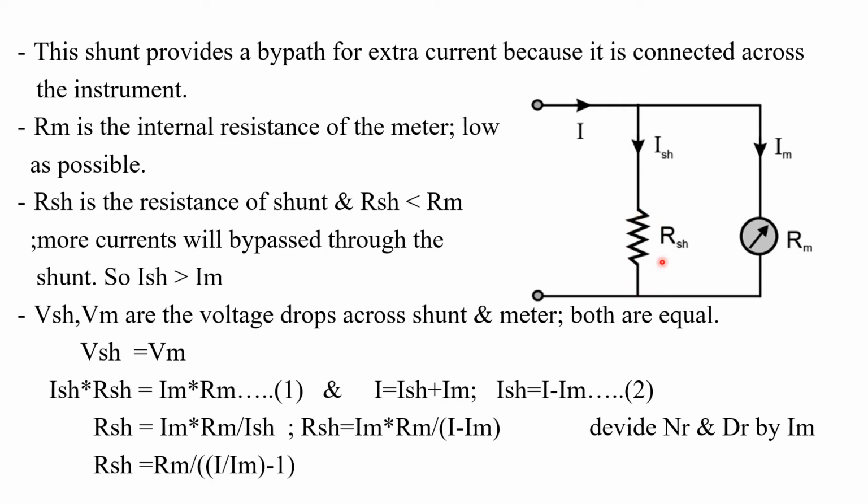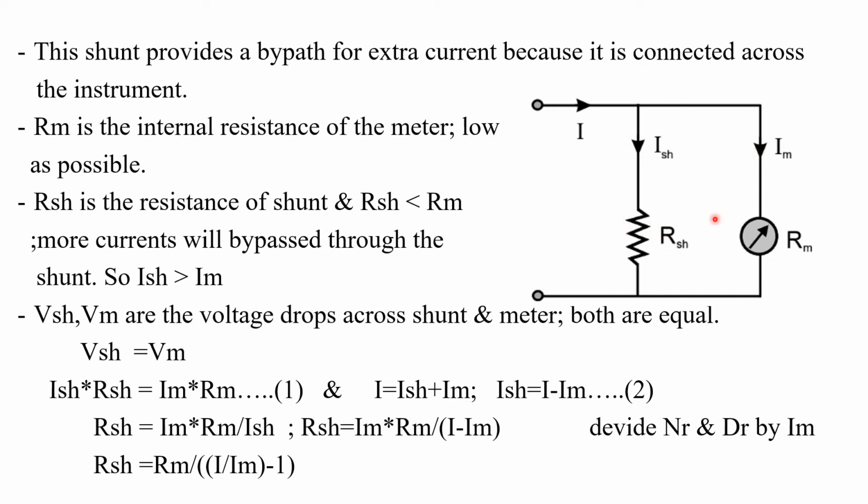RSH is the resistance of the shunt, and Rm is the meter resistance. Remember that the value of RSH will be less than the value of Rm. Normally the value of Rm will be as low as possible, and the value of RSH will be even less than that of Rm. That means the current that flows through the shunt resistance will be higher than that through the meter. That means ISH will be higher than Im.